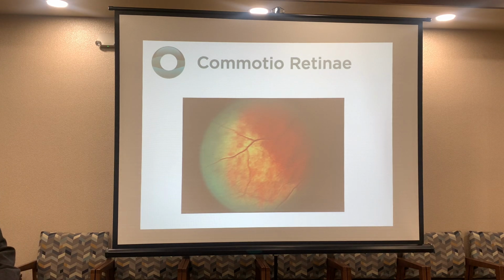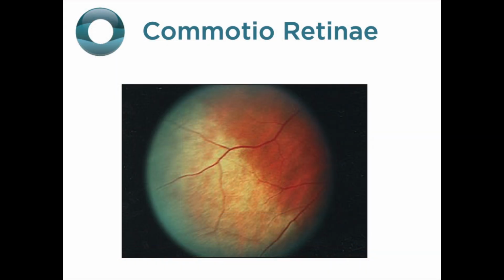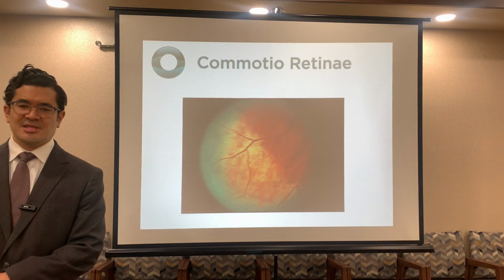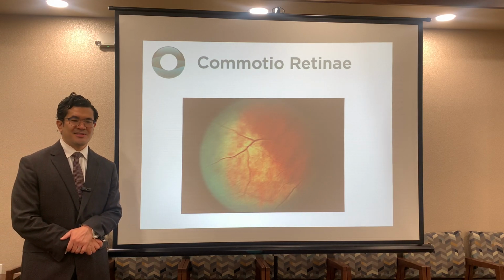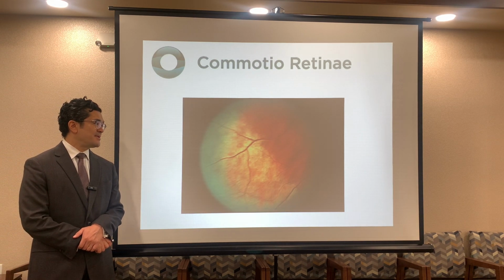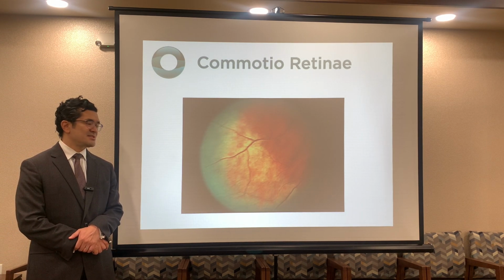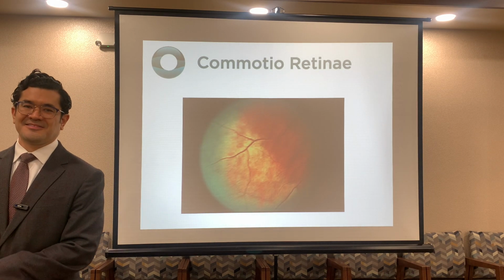Now, if a patient has blunt trauma, we always dilate and look at the retina. Sometimes we'll see this. This is called commotio. This means there's bruising in the back of the eye. We'd much rather see this than a retinal detachment, but this is a sign that there was a pretty significant blunt trauma to the eye.